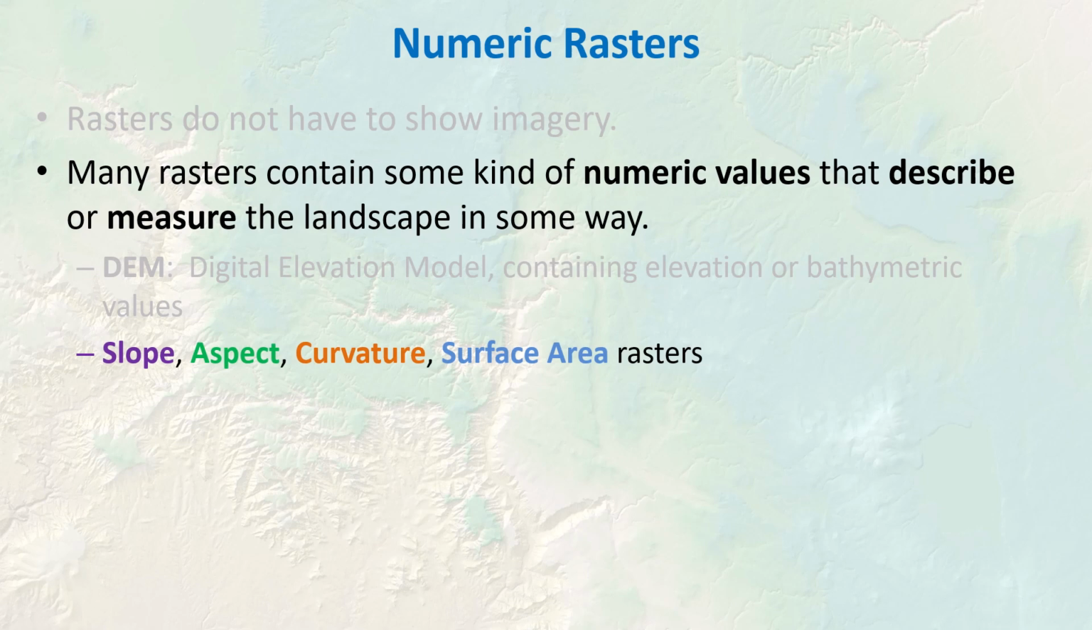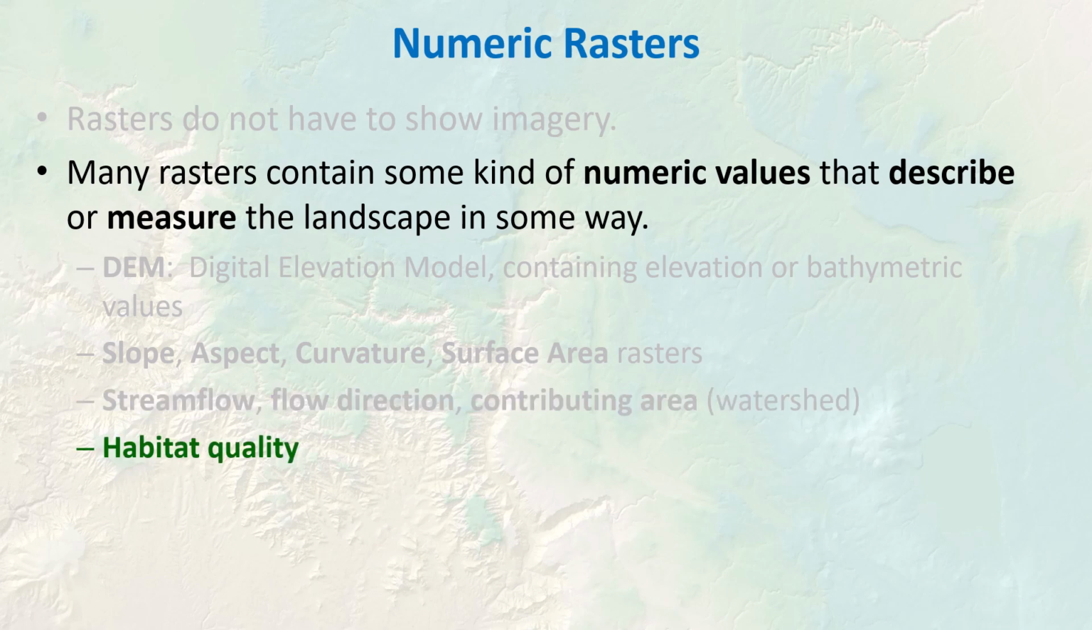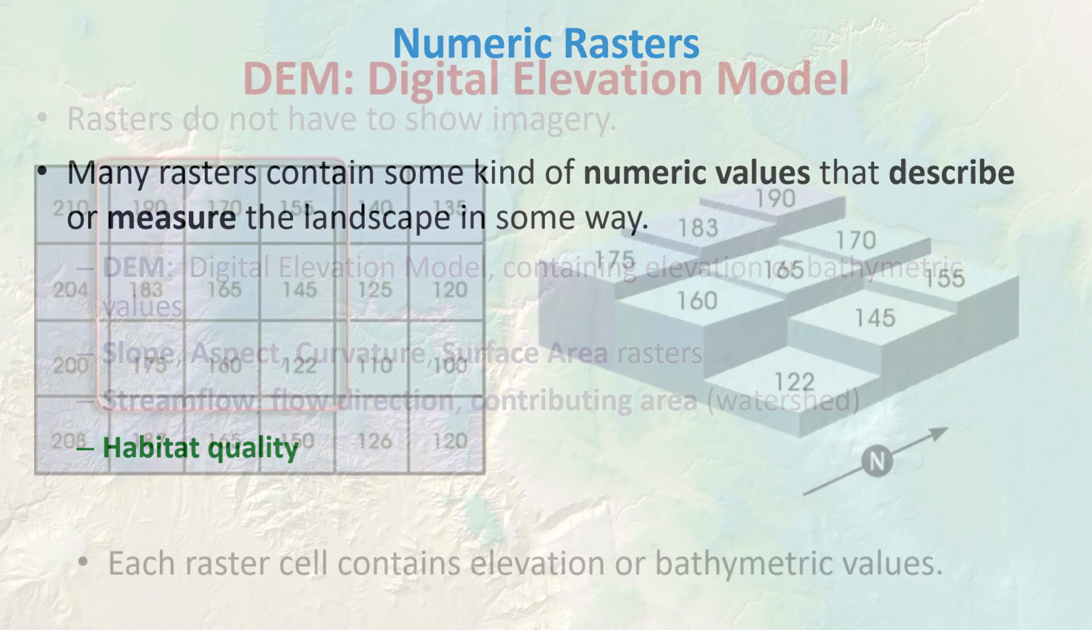Now, other examples are slope, aspect, curvature, surface area. All of these are numeric descriptors of the landscape. You can have hydrologic functions like stream flow, flow direction, contributing area. You can have habitat quality. We often call habitat quality models habitat suitability models.